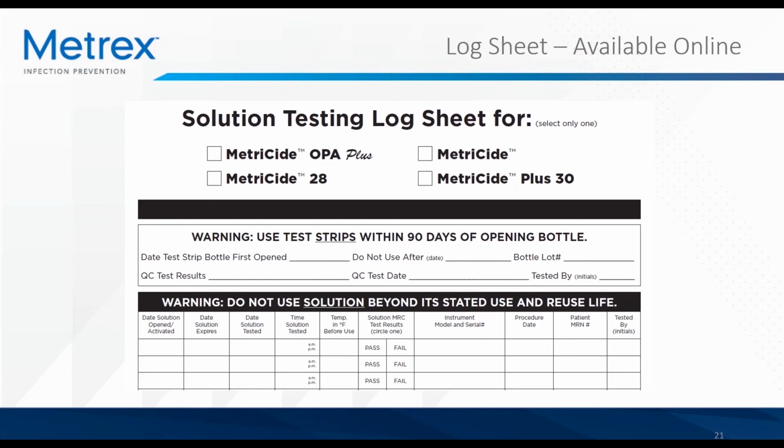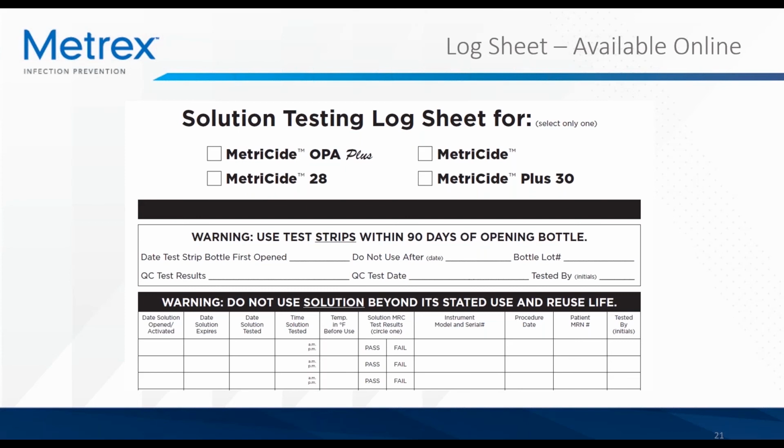This log sheet can also be used to record the details of the Metrocide OPA Plus solution prior to each use. These details include whether or not the solution has a passing MRC, minimum recommended concentration. Solution MRC needs to be confirmed prior to each use of the solution throughout the day. So this isn't part of daily management to be done once in the morning. This is part of the disinfection procedure each and every time you're ready to disinfect a new device.